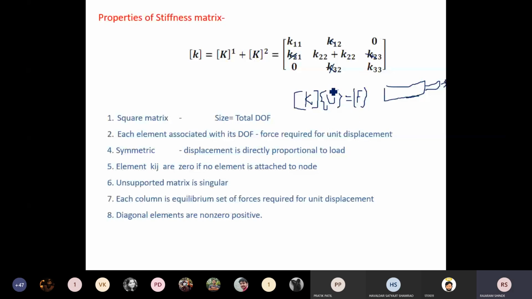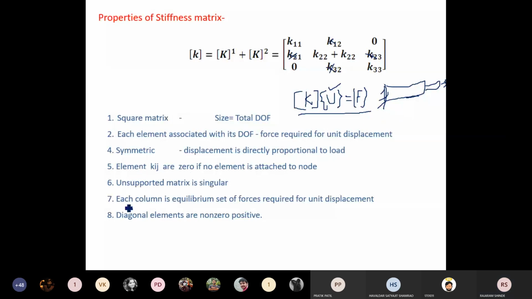You will not get any constant value for this U. This system of equations cannot be solved. Why? Because the K matrix is singular, and when we apply the support here, then you can get the solution. In finite element analysis problems, support is a must. You cannot solve this equation without supports. It will be like a rigid body motion, moving in the direction of the force, so you will not get a solution for that type of problem. So I have written here that an unsupported matrix is singular.